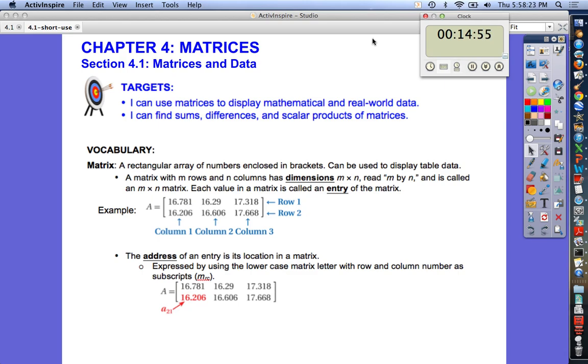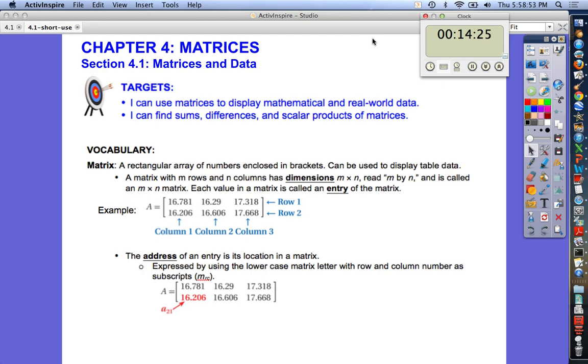We'll be looking at lesson 4.1 in chapter 4 dealing with matrices today, and we'll start by looking at the very basic facts with matrices. They're just a rectangular array of numbers enclosed in brackets, and it can be used to display data from tables. It can be used to display real-world scenarios like we saw in chapter 3 with some of our systems of equations. So, just the very basic nomenclature and terminology.